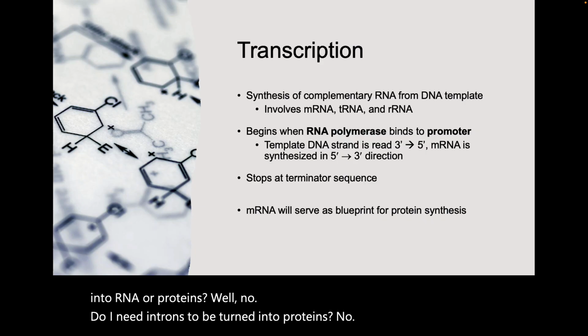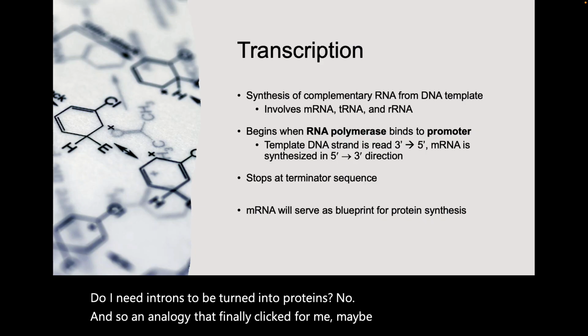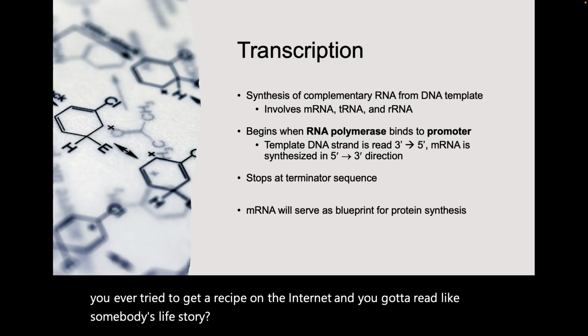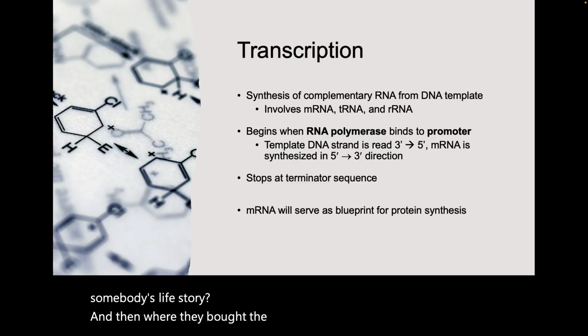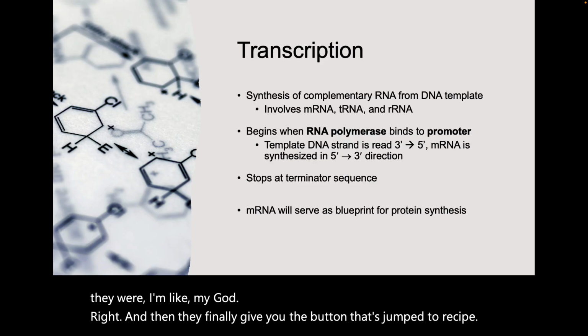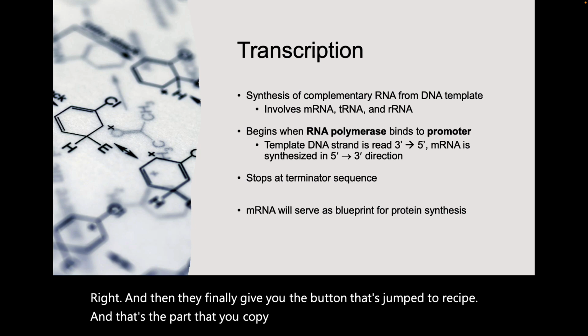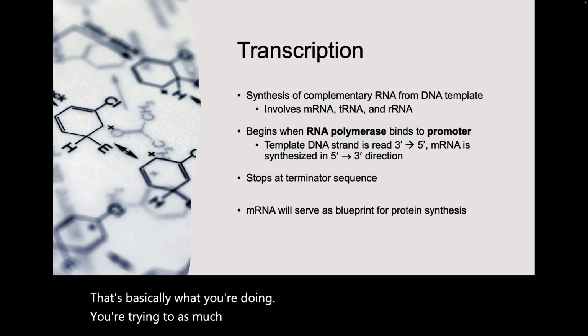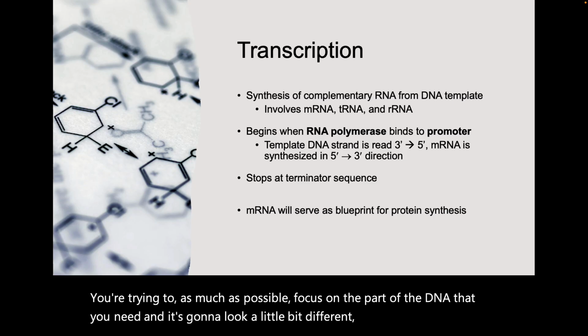An analogy that finally clicked for me maybe in the past 5-6 years: you ever tried to get a recipe on the internet and you have to read somebody's life story, and where they bought the organic free-range flax or whatever, and I'm like, oh my God. Right? And then they finally give you the button that's "jump to recipe." And that's the part that you copy and print. That's basically what you're doing. You're trying to, as much as possible, focus on the part of the DNA that you need. And it's going to look a little bit different, but not that different from the original instruction.